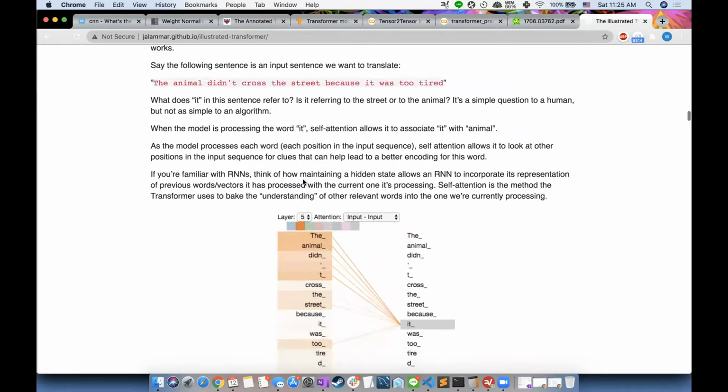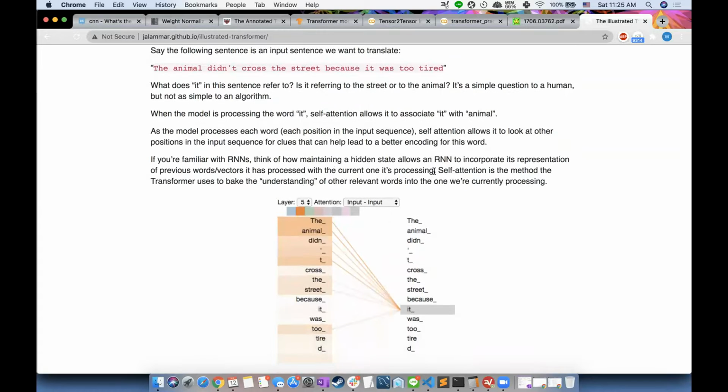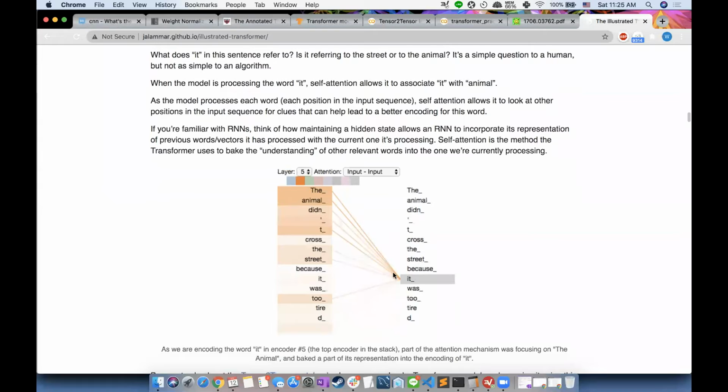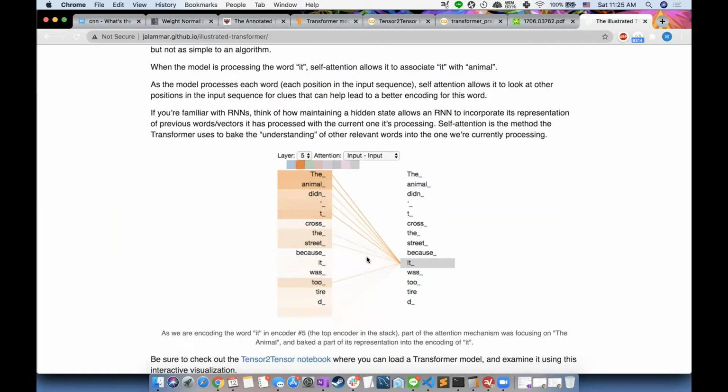If you're familiar with RNNs, think of how maintaining a hidden state allows an RNN to incorporate its representation of previous word vectors it has processed with the current one it's processing. Self-attention is a method the transformer uses to bake the understanding of other relevant words into the one we're currently processing. So it's baking the understanding of other relevant words, meaning "it" to the animal, right? And also perhaps "didn't".